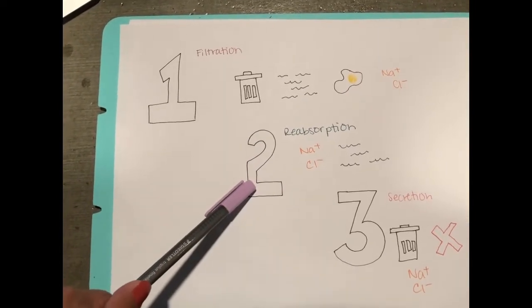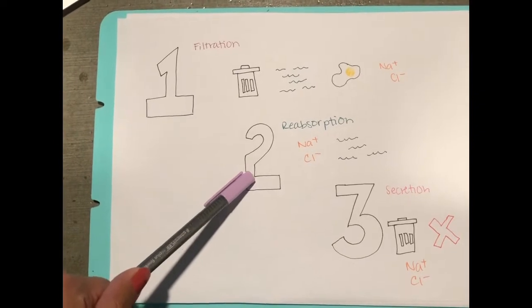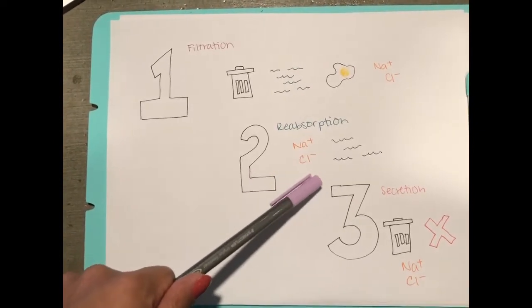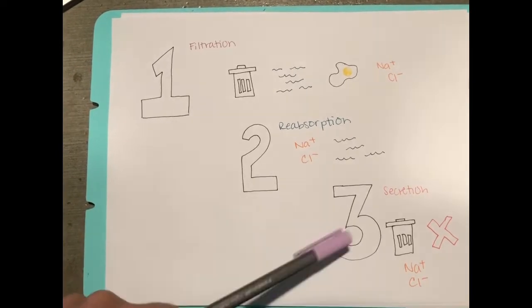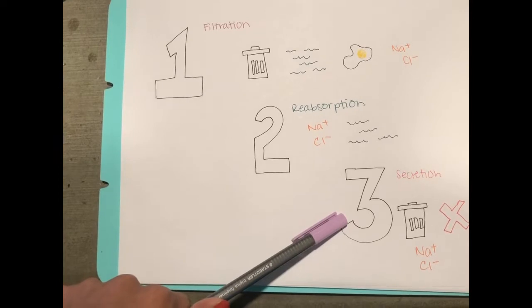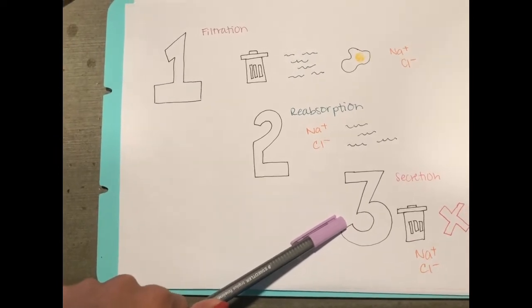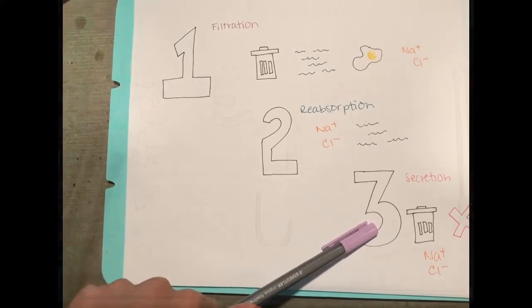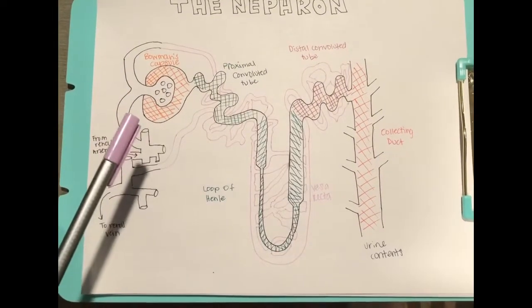Next, it's reabsorption. That's where nutrients, ions, water move from the filtrate back into the blood. Third is secretion. That's where ions, waste, toxins move from the blood into the filtrate. These are 3 important steps that occur in the nephron. First, we're going to do the nephron structure.